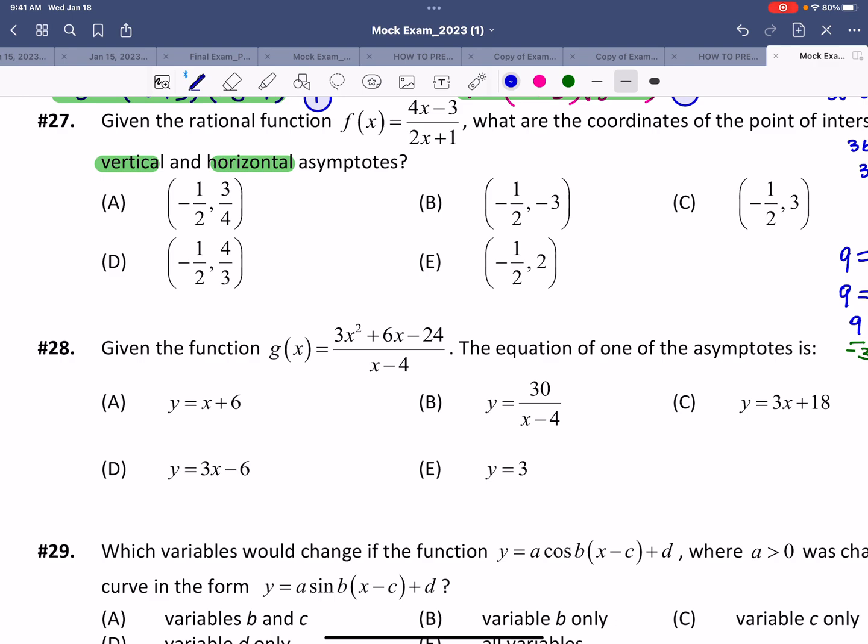So we need to find out what the vertical asymptote is. Remember, we find the vertical asymptotes by making the denominator equal to 0. So for the vertical asymptote, 2x plus 1 has to be 0, which makes x equal to negative 1 over 2 the vertical asymptote.